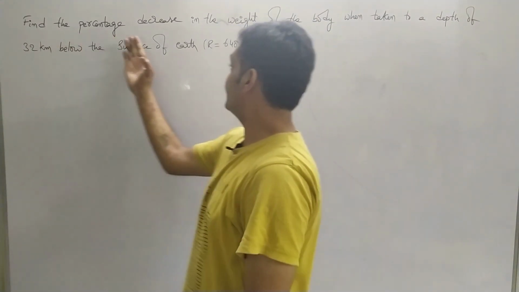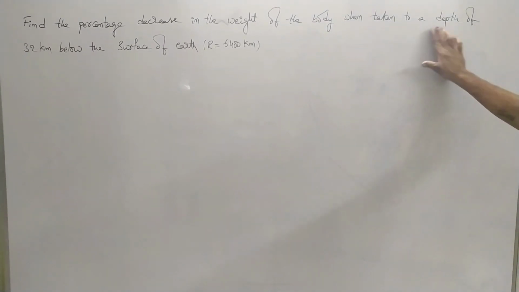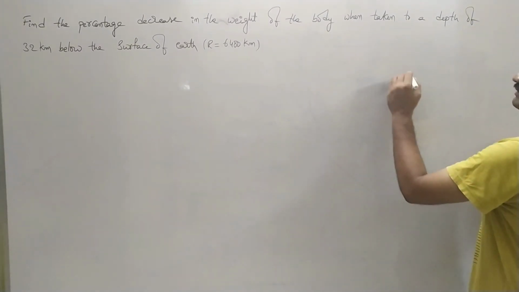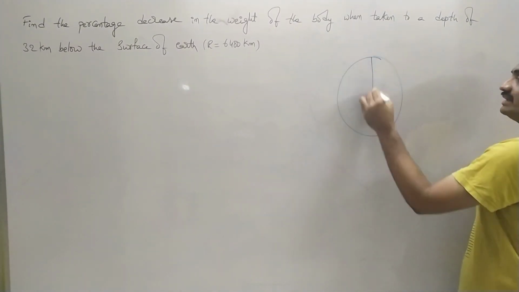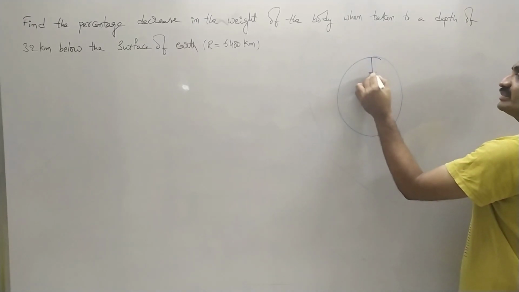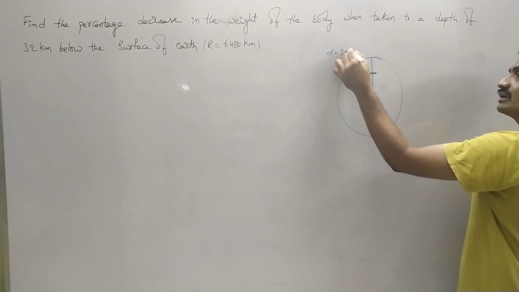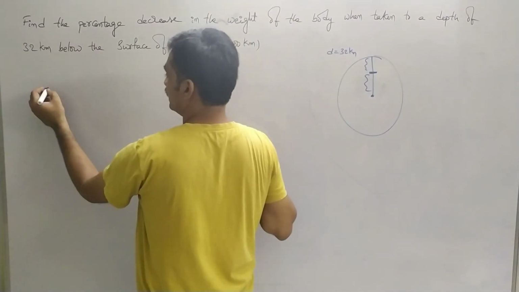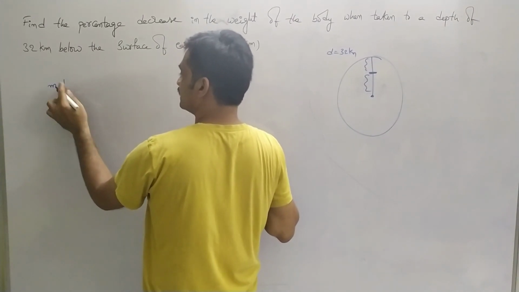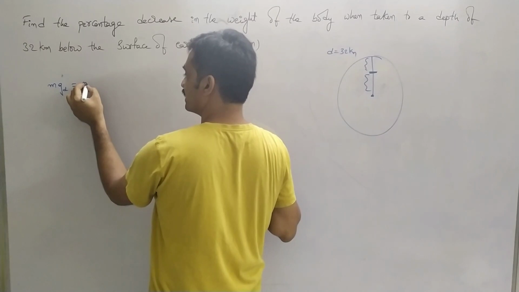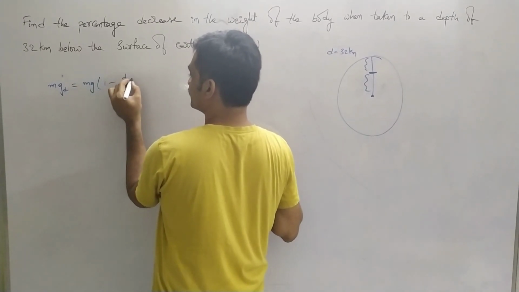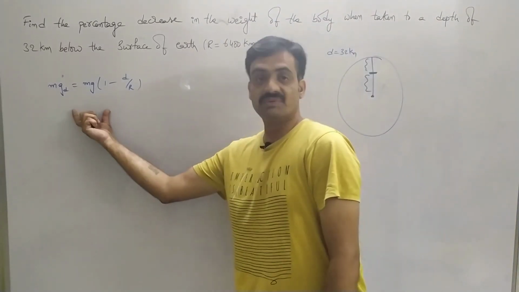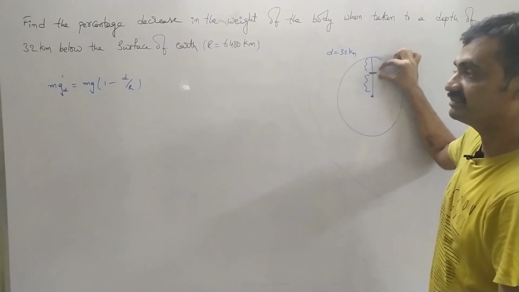Observe the next problem. Find the percentage decrease in the weight of the body when taken to a depth of 32 kilometer below the surface of the earth. Here, if we consider the earth's surface, we take the body to a depth of d equals 32 kilometer. Now we have to represent a percentage decrease. We know that weight of the body at this depth, m into g suffix d, equals mg into 1 minus d by r. This represents the expression for weight of the body at this depth d.